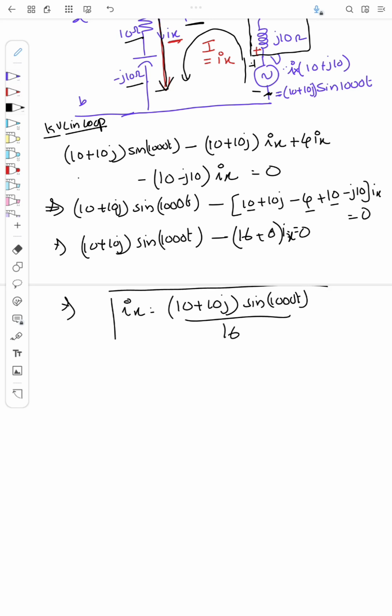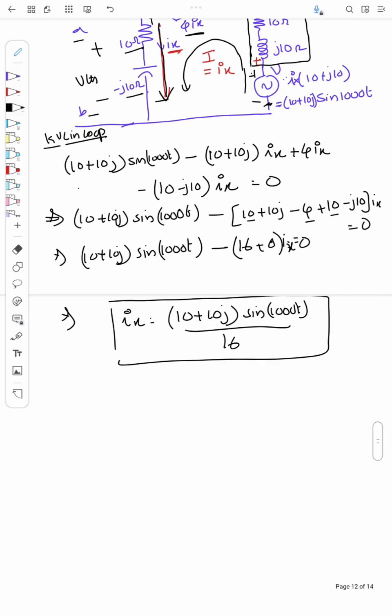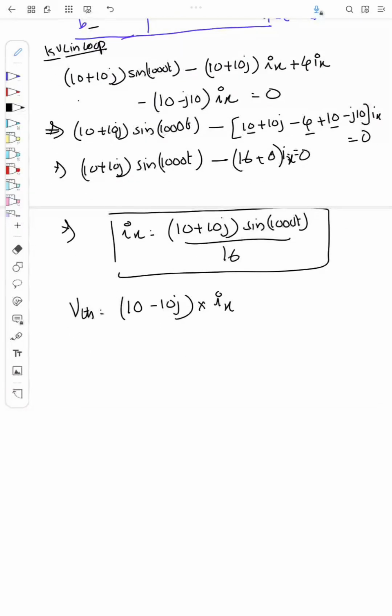This is Ix, right? Now I want to find VTH here. VTH is the voltage across A and B. So what is this VTH? VTH is the voltage across this 10 and minus J10. From the circuit, VTH is equal to the impedance 10 minus 10J, that into Ix, that is actually the voltage across AB, right? So if I substitute this Ix here, what happens? (10 minus 10J) into (10 plus 10J) into sine 1000t by 16, right?